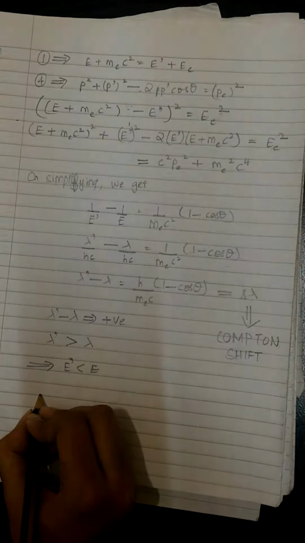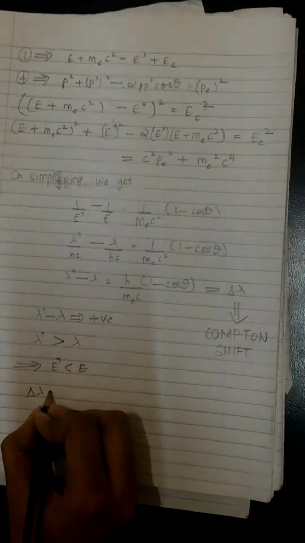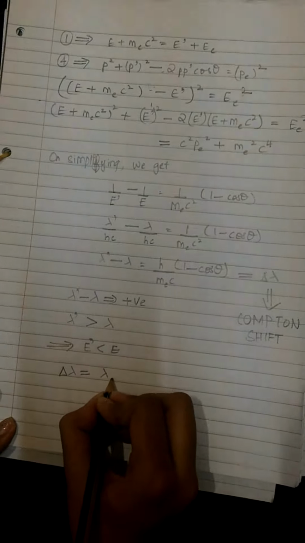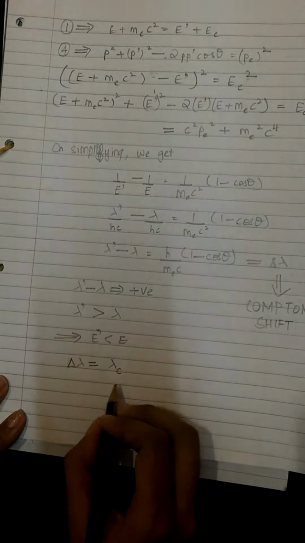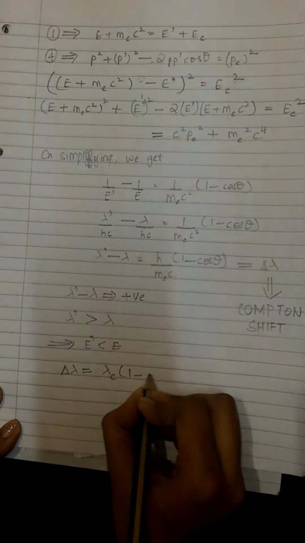So the final equation can be written as delta lambda equal to lambda c, which is the Compton wavelength. h by MEc can be written as the Compton wavelength into (1 minus cos theta).